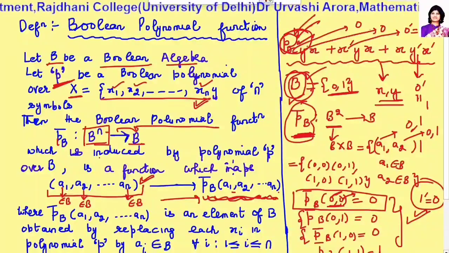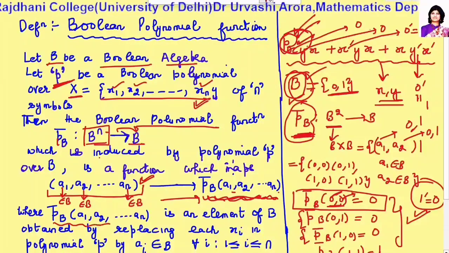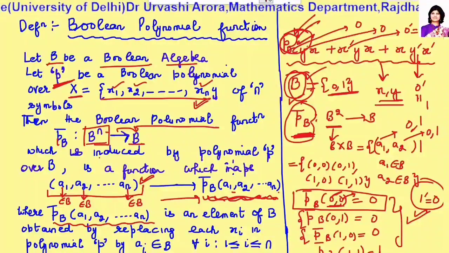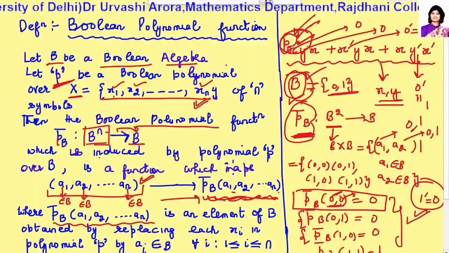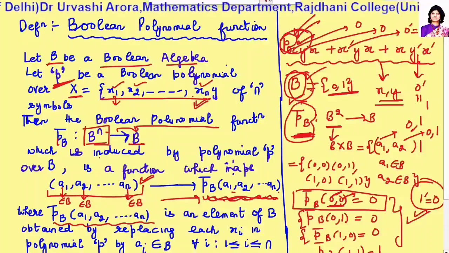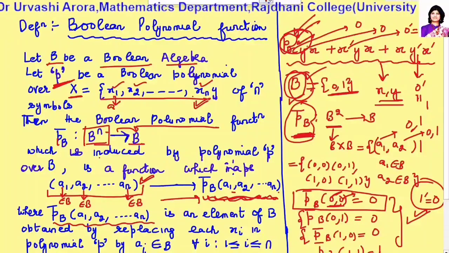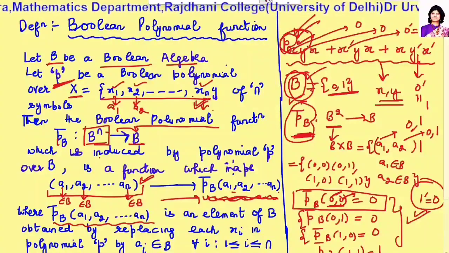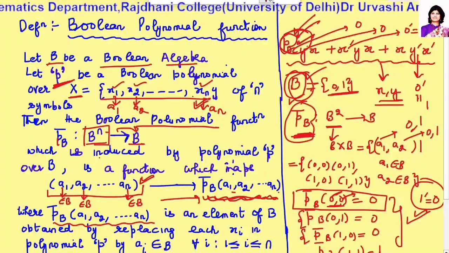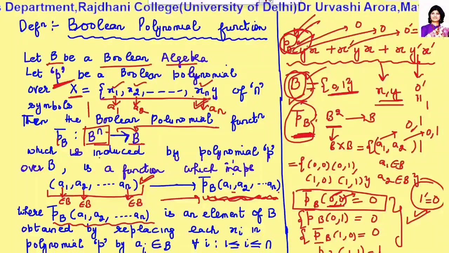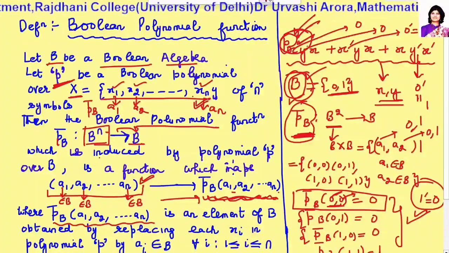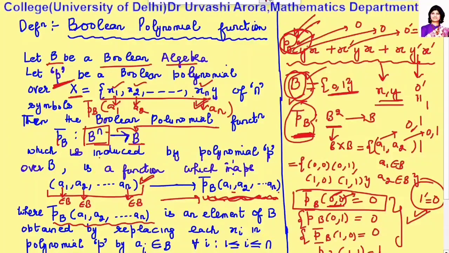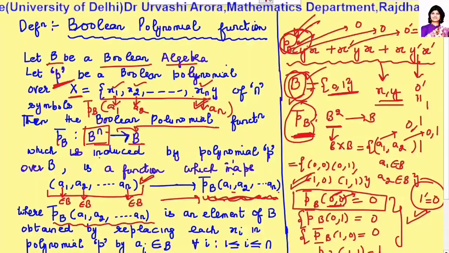And how will this element be obtained? This element p bar b of a1, a2, an will be obtained by replacing, wherever in p these n symbols x1, x2 and so on till xn are coming. So wherever x1 comes in p, it will be replaced by a1. Wherever x2 comes, it will be replaced by a2. Wherever xn comes, it will be replaced by an. And using the rules of Boolean algebra, the value of p bar b of a1, a2, an will be calculated after the replacements are done, exactly in the same way as in this example.